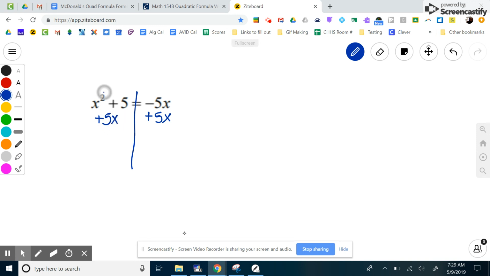Okay, notice that I've got an x squared here. That is not a like term. An x squared is not a like term. It's got to be a straight up x. So this one has no like terms, so I need to just nestle it in there somewhere.